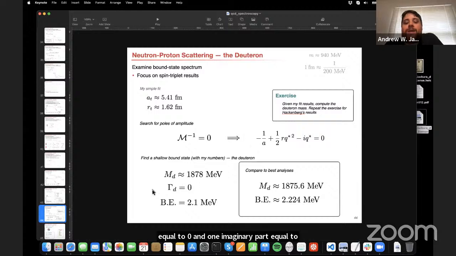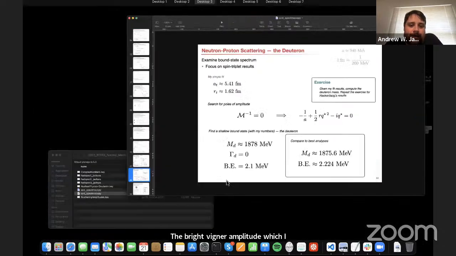And so you don't need to know this a priori. You can determine it from this type of equation. An example of such a case would be the Breit-Wigner amplitude, which I didn't discuss here.